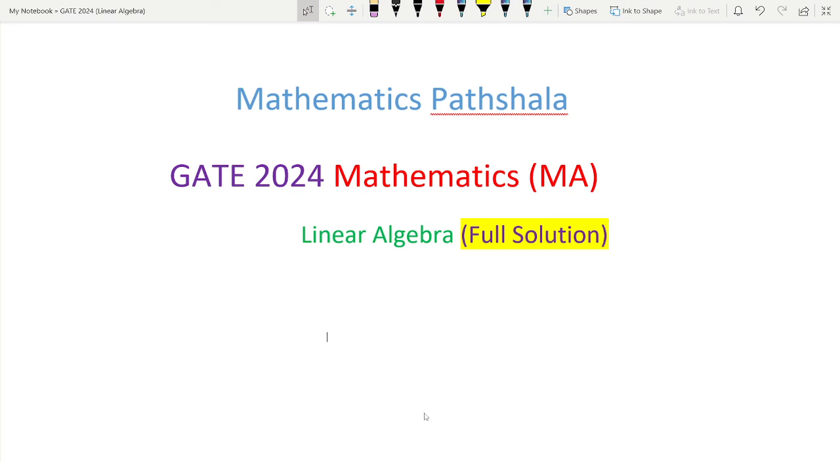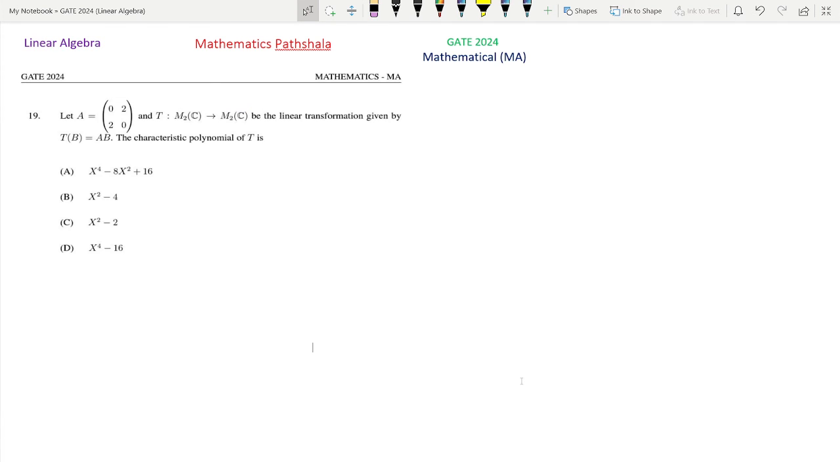In this video, we are giving the full solution of linear algebra in GATE 2024 mathematics. So let us first read the question. Let A equal to a 2 by 2 matrix from M2(C) and T such that M2(C) to M2(C) is a linear transformation given by T(B) equal to AB. The characteristic polynomial of T is this. So we just have to find the characteristic polynomial of T.